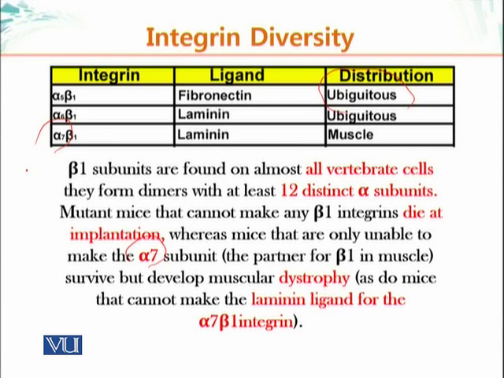And also, if rather than deleting the alpha 7 subunit gene, we delete the laminin gene, it still produces similar phenotypes.